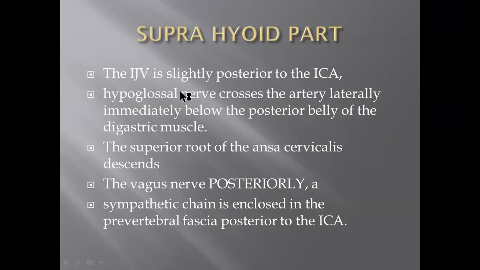So again, the suprahyoid part, which I already mentioned. As we have already seen in that image, the internal jugular vein is posterior to the internal carotid artery, and the hypoglossal nerve is the one which is lateral and posterior to the digastric belly present over there. So these are the relations which we must know in the cervical segment of the internal carotid artery. One must know about the ansa cervicalis and the vagus nerve and the sympathetic chain. Let's discuss these things.